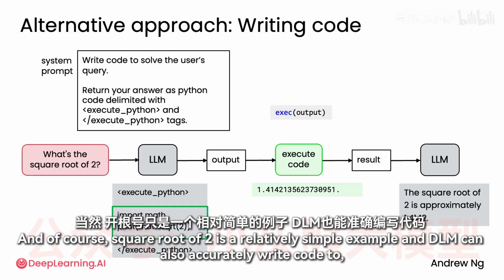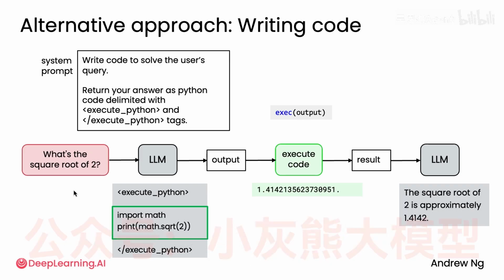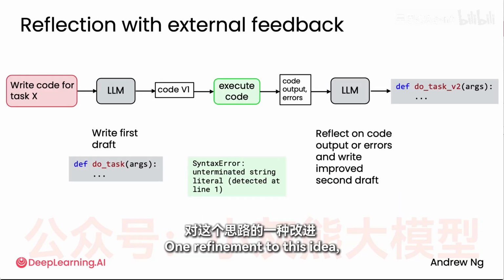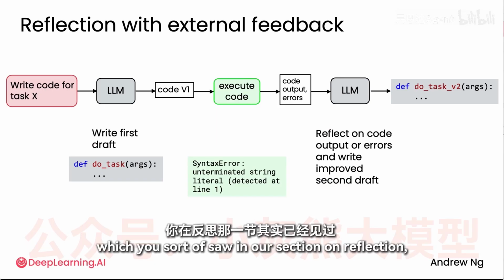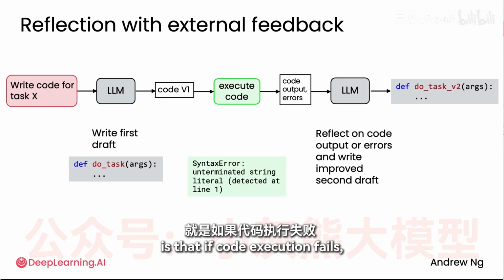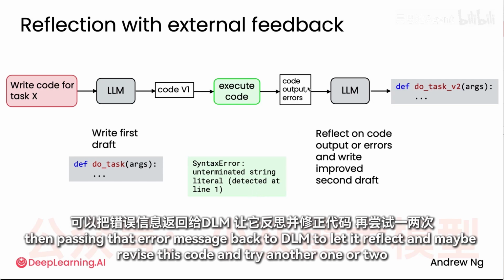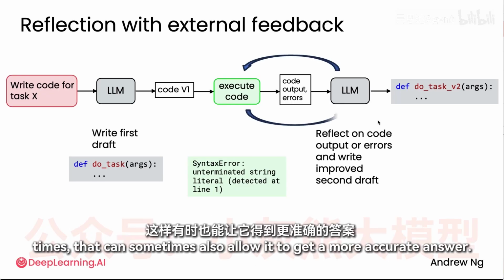And of course, square root of 2 is a relatively simple example. An LLM can also accurately write code to, for example, do interest calculations and solve much harder math calculations than this. One refinement to this idea, which you sort of saw in our section on reflection, is that if code execution fails, so if for some reason the LLM had generated code that wasn't quite correct, then passing that error message back to the LLM to let it reflect and maybe revise its code and try another one or two times can sometimes also allow it to get a more accurate answer.